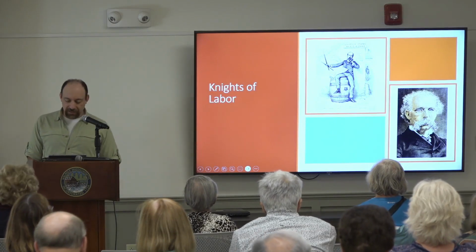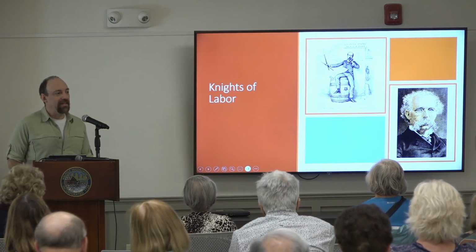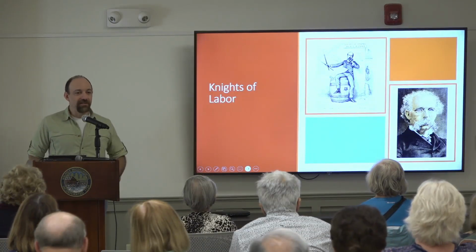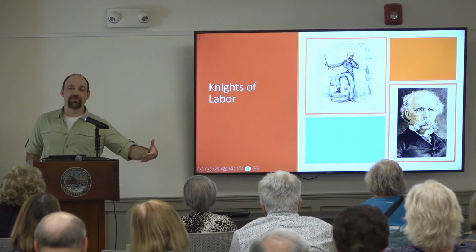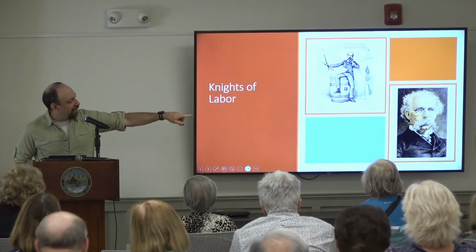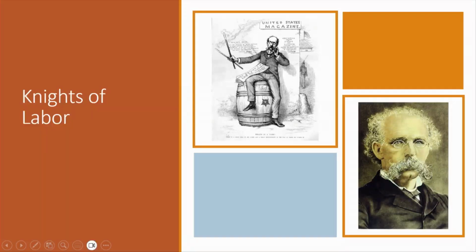The first one is the Knights of Labor. The Knights of Labor were founded by a guy named Uriah Stevens in 1869. Uriah Stevens eventually loses control of the organization, however, and he's replaced by that man over there with the great mustache. His name is Terence Powderly.